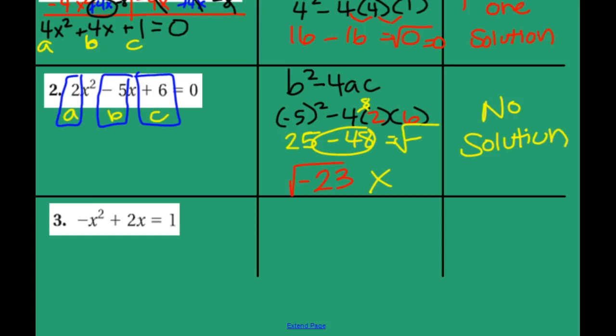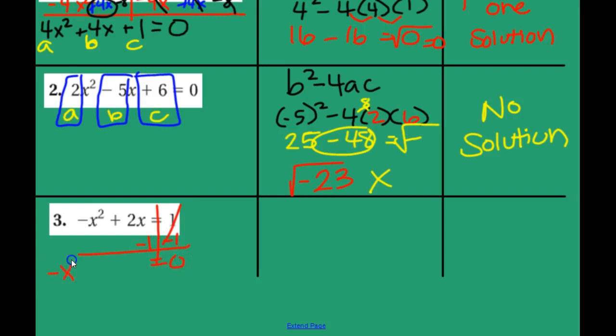Alright, I want you to try this last one here on your own, and then click play to see if you got it right. The one thing on this one that you need to be careful of is that it's not equal to 0. You need to move this 1 over before you start solving.